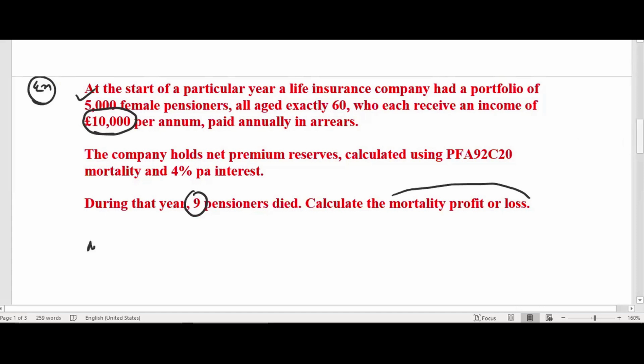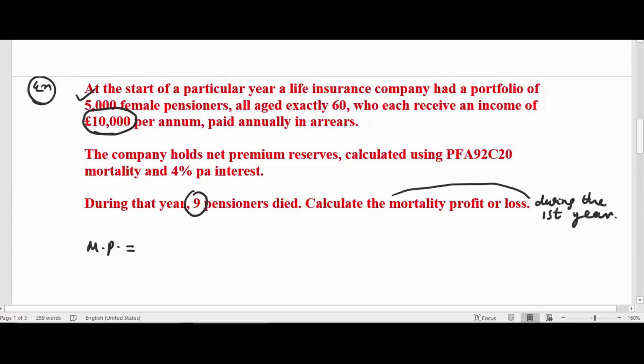Now let me write this way: mortality profit. I should be able to write in one line. Age given 60. Mortality profit or loss, which year? Whole portfolio, income annual in arrears, at the start of a particular year. Okay, during the first year. Loss during the first year. This is very important in mortality profit. You have to know during which year you are finding mortality profit.